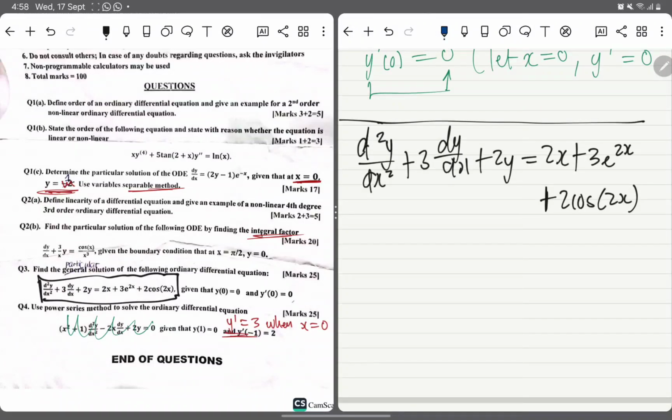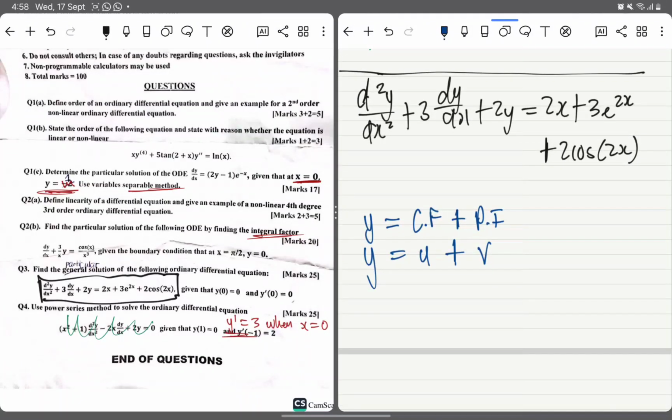Once you have it like this, the only way you are going to find y is to do two things. You find u, then you find v. And u is going to be called the complementary function, then v is going to be called the particular integral. So for me to get y, I need the complementary function plus the particular integral. And you find them in two different ways.